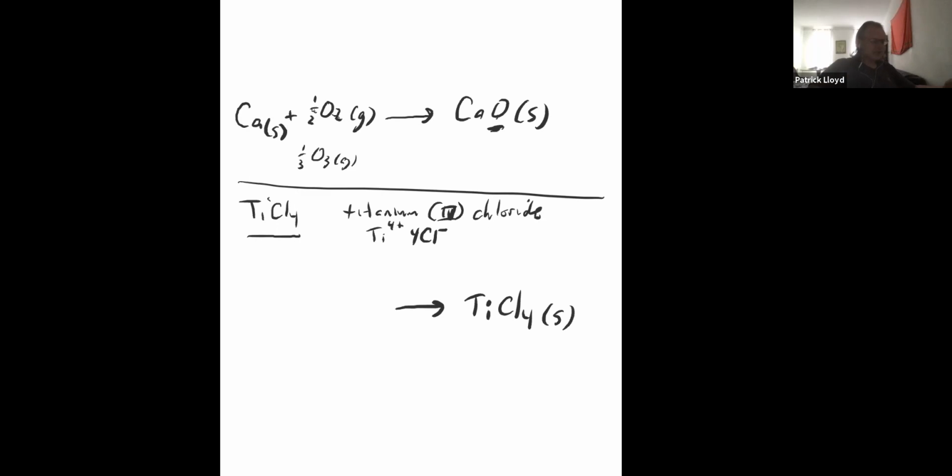So how do we get it? Well, titanium's a metal, so it's not a diatomic. It's a metal, so it's a solid. And then you've got your chlorine. Chlorine's a diatomic. So what's the state of chlorine? Chlorine's a gas. Chlorine's a gas at room temperature.